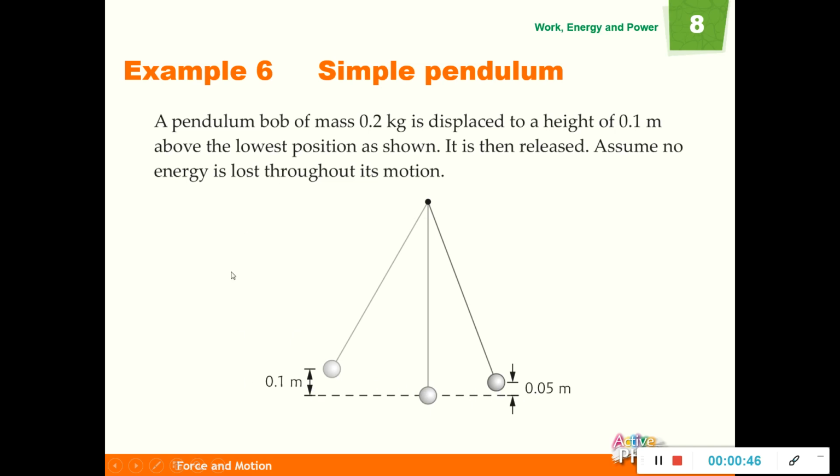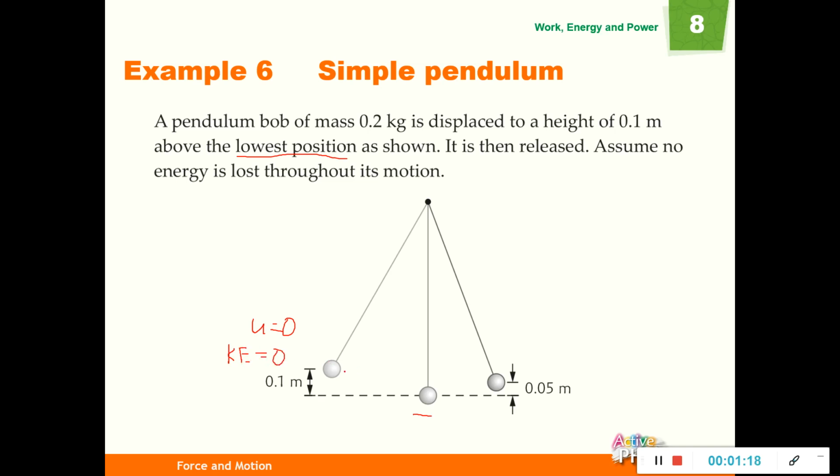And look at the question. This part, the lowest position, should be this part. And it is then released. It means that 0.1 meter you release it. So this tells us that when you release it, the initial U should be 0. It means that KE should be 0.